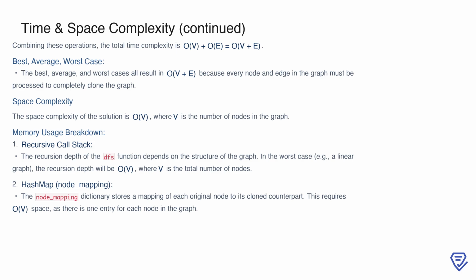Now, let's analyze the space complexity. The solution requires O(V) space, where V is the number of nodes. First, consider the recursive call stack. The depth of recursion depends on the graph structure. For instance, in the worst-case scenario, such as a linear graph, the recursion depth will go up to O(V). Additionally, the node_mapping dictionary is used to store mappings from original nodes to their clone counterparts, and since there's one entry per node, this also requires O(V) space.